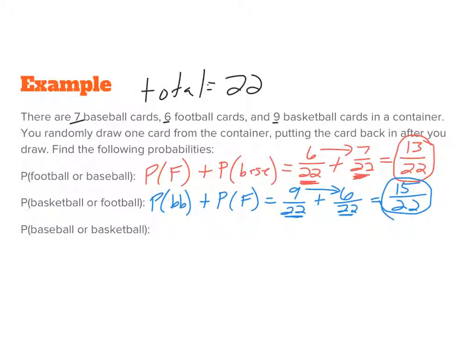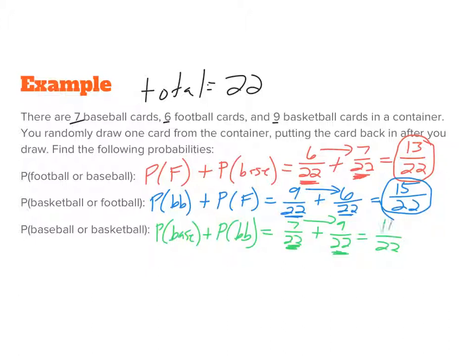For the last example here, we've got the probability of baseball or basketball. So I take the probability of baseball plus the probability of basketball. Probability of baseball is 7 over 22. Probability of basketball is 9 over 22. Again, the denominators are already the same, so I can keep that as my denominator. And I add straight across, 7 plus 9 gives me 16. 16 over 22 I can simplify by taking a 2 out, giving me 8 over 11. So the probability of baseball or basketball being drawn is 8 over 11.